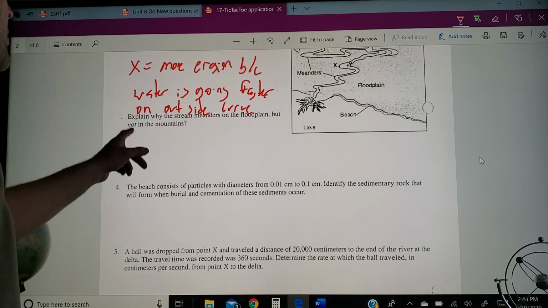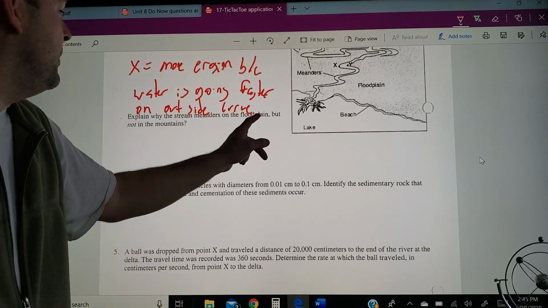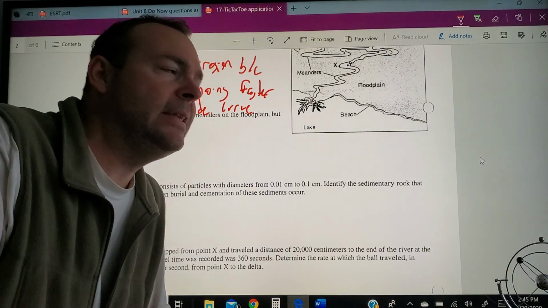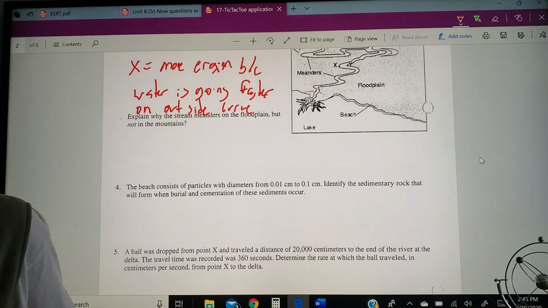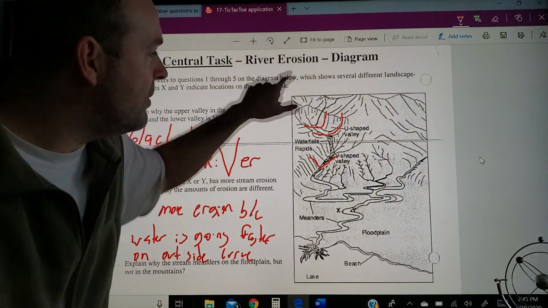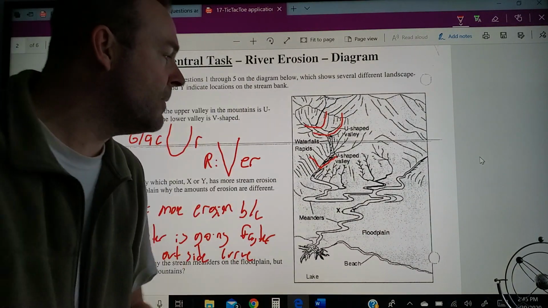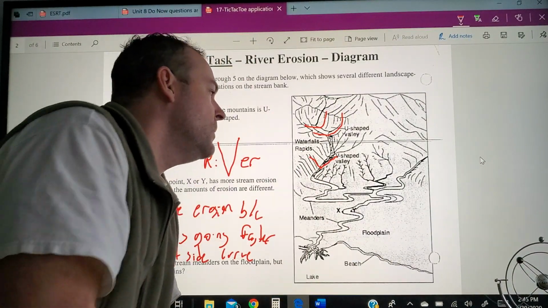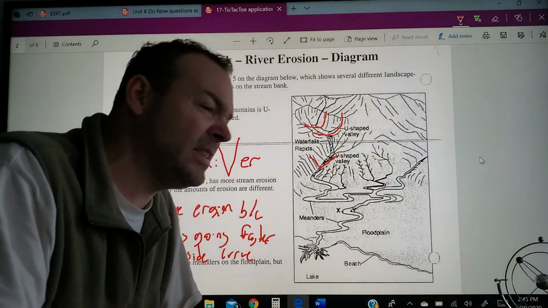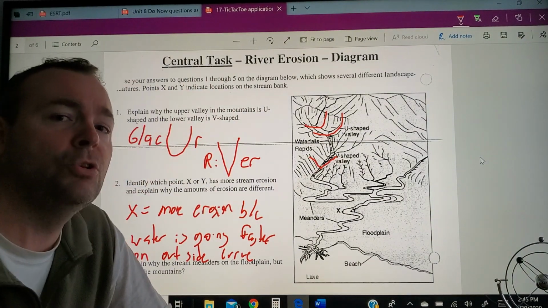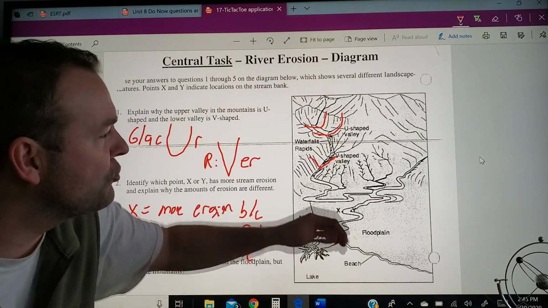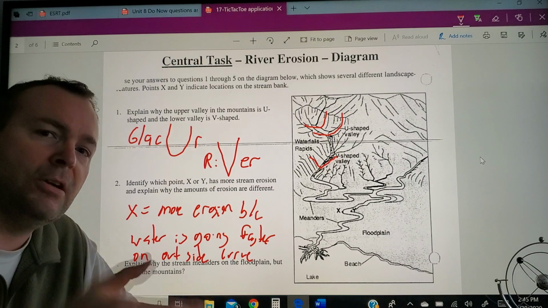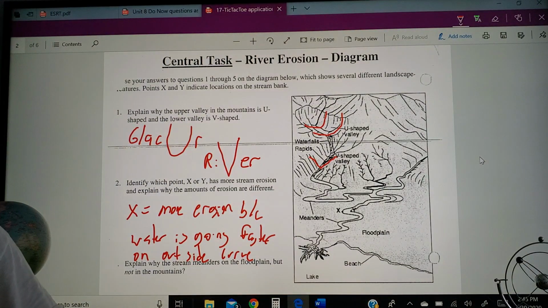All right? Explain why stream meanders on the floodplain but not in the mountains. Well, if you're meandering, you're getting older. The river is slowing down. Up in the mountains, if you look at the picture, it's a much straighter shot. The water's going much faster. It's steeper. It doesn't have time to cut side to side into the rock. It's just cutting down. So you're going to get meanders in the valley because there's less relief, less change of elevation. The water is slowing down. And the straighter river higher up because it's steeper and it's just cutting straight down into the rock instead of curving. Okay?